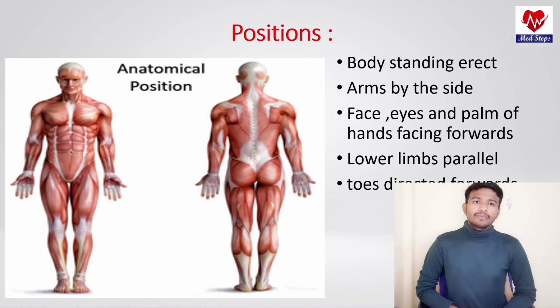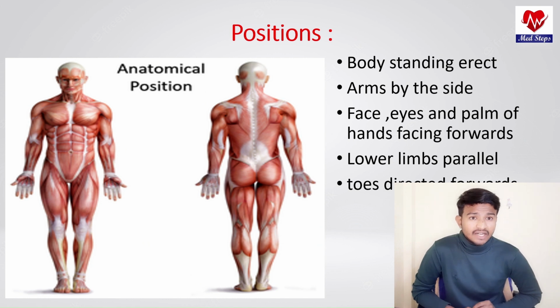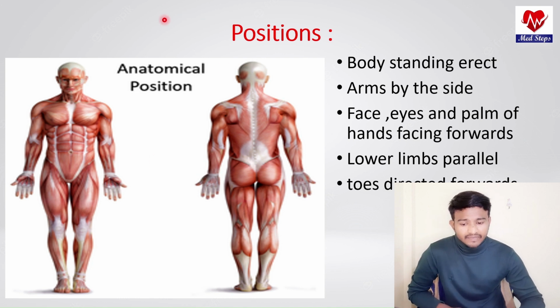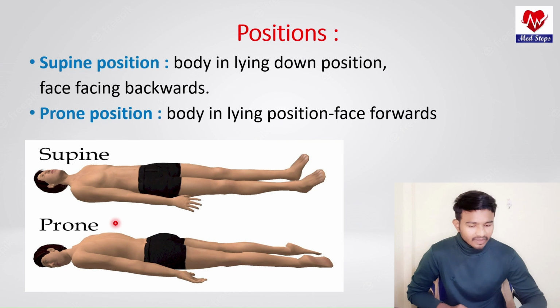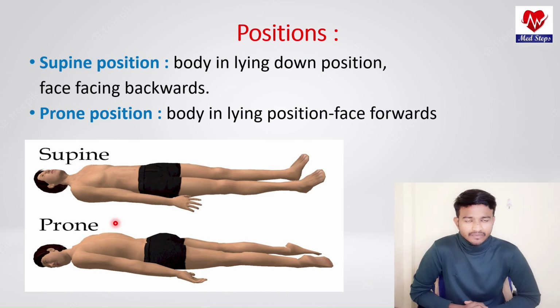Now we are going to see the positions and what are the clinical importance of these positions. First one, anatomical position. If you see the anatomical position, you can see this type of features. You can see the body standing erect, arms by the side. The face, eyes and palms are facing forward and lower limbs are parallel. Toes are directed forward. This we call anatomical position. Positions are divided into many types.